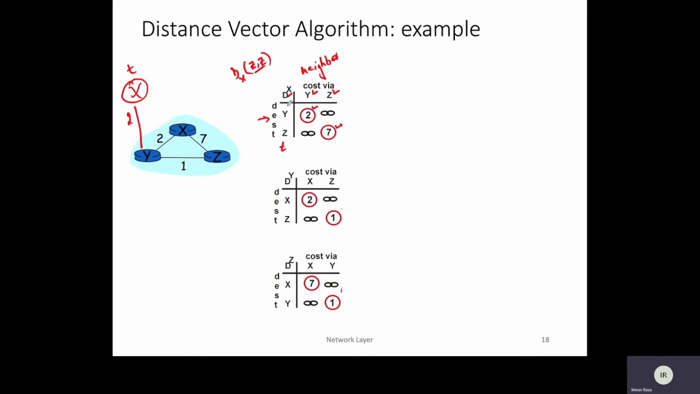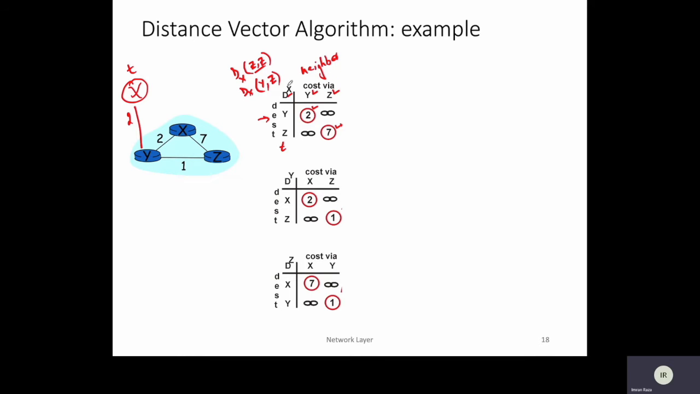But what about this cost? How are we going to read this cost? This cost is the distance to reach from X to destination Y via neighbor Z. But this cost has not been communicated to X by Z in the initialization step. So this cost is infinity to start with, because we have no information. Z has not exchanged the information about the cost to reach from Z to Y with X. So at the moment, this is infinity.